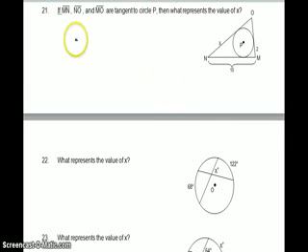Number 21. If MN, NO, and MO are tangents to circle P, then what represents the value of x? Okay, well if they're tangents, we know that they're going to be equal. So from here to here is 2, so from here to here it's going to be 2. We know from N to N is 10. So if we do 10 minus 2, that'll give us 8 right here. And since N to here is x, we know that x equals 8.